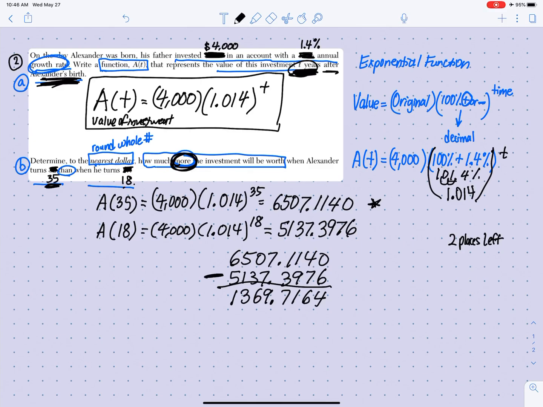Now, remember, we're talking about money here. So money involves dollars and cents. However, in this question, it says round to the nearest dollar. So we're really focusing on the nearest whole number. So we underline the last digit of the whole number. Look at the next number. If that next number is 5 or more, then that means this rounds up. So the next number is 7. So I put the 0, I carry the 1, so this becomes 7. And so this means when he's 35, he will have $1,370 more than when he was 18.